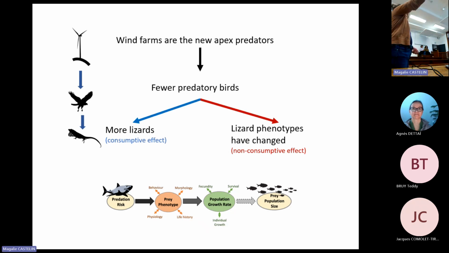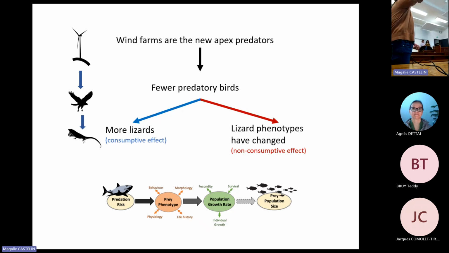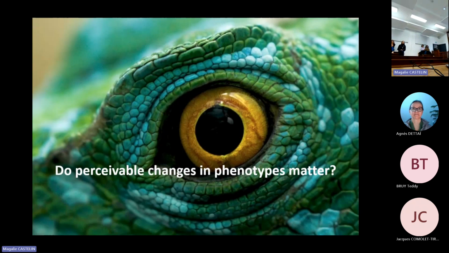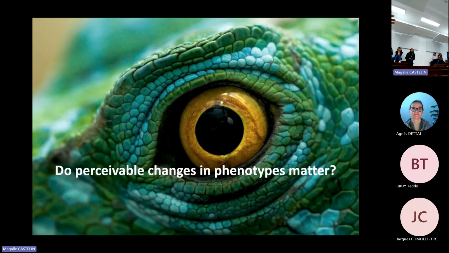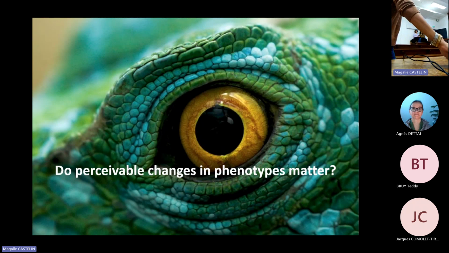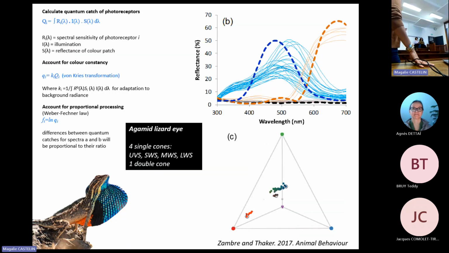So we're now playing at that orange level, like orange bubble, at that level. A little sidebar. Does it really matter if the phenotypes change? I can measure it because we're scientists, we can measure anything we want in as much detail as we like, but does it matter? Is really the question. So do perceivable changes in phenotypes matter? Now, just as a sidebar, of course it does.